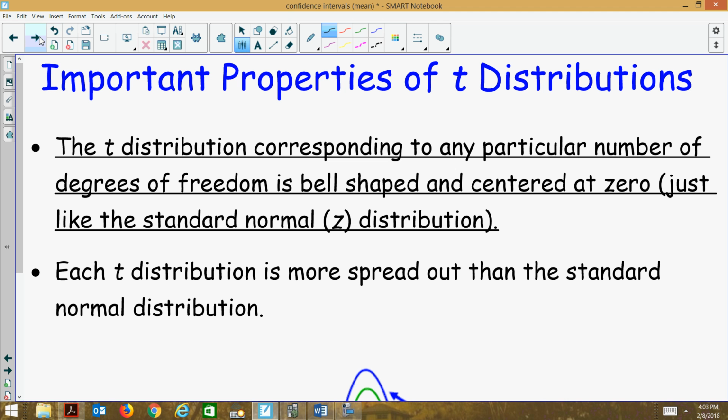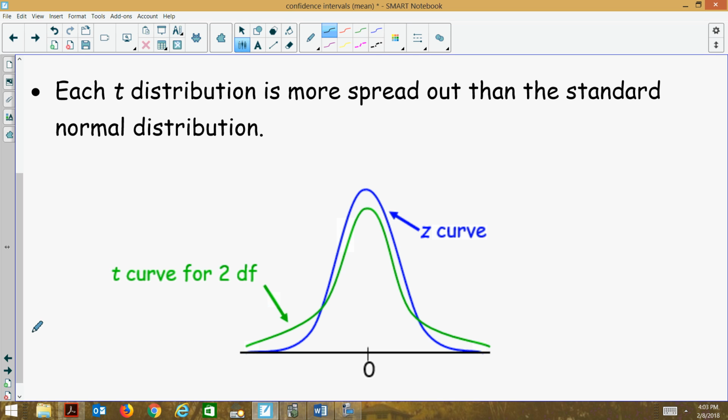There are some important properties of t distributions that need to be known. The first is that the t distribution corresponding to any particular number of degrees of freedom, more on degrees of freedom in a bit, is bell-shaped and centered at 0. So this is actually very similar to the standard normal z curve. Each t distribution, however, is more spread out than the standard normal distribution. So what this is showing is that the t curve is a little bit more spread out than the z curve. Again, we're trying to account for that variability that we lose when we do not know what the population standard deviation is.